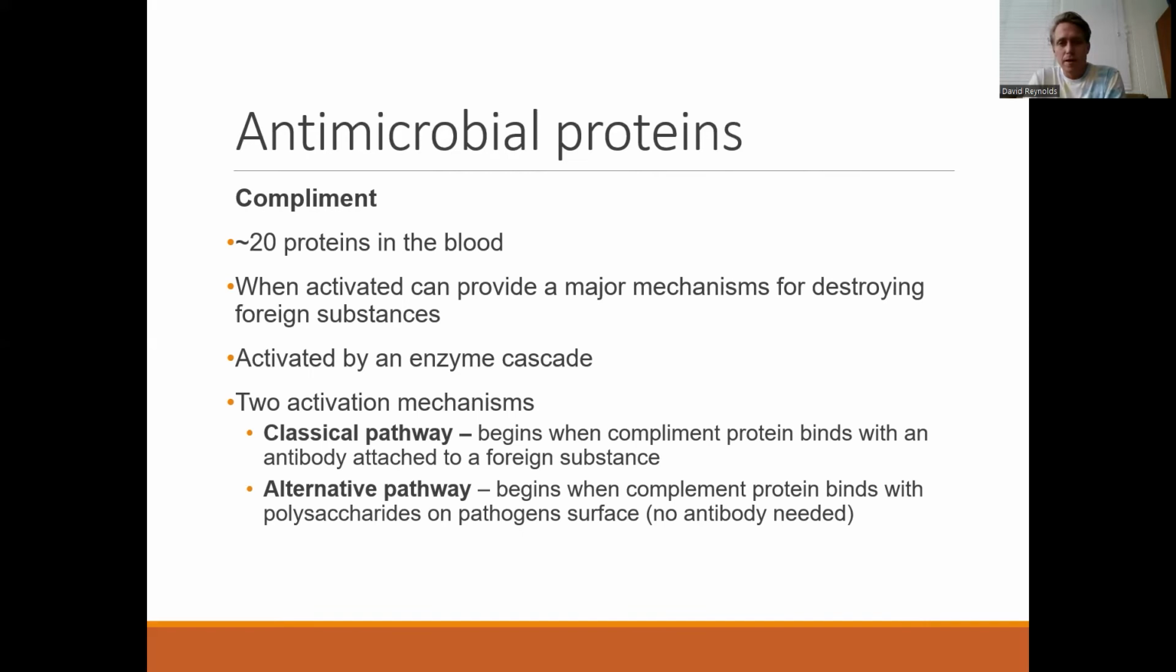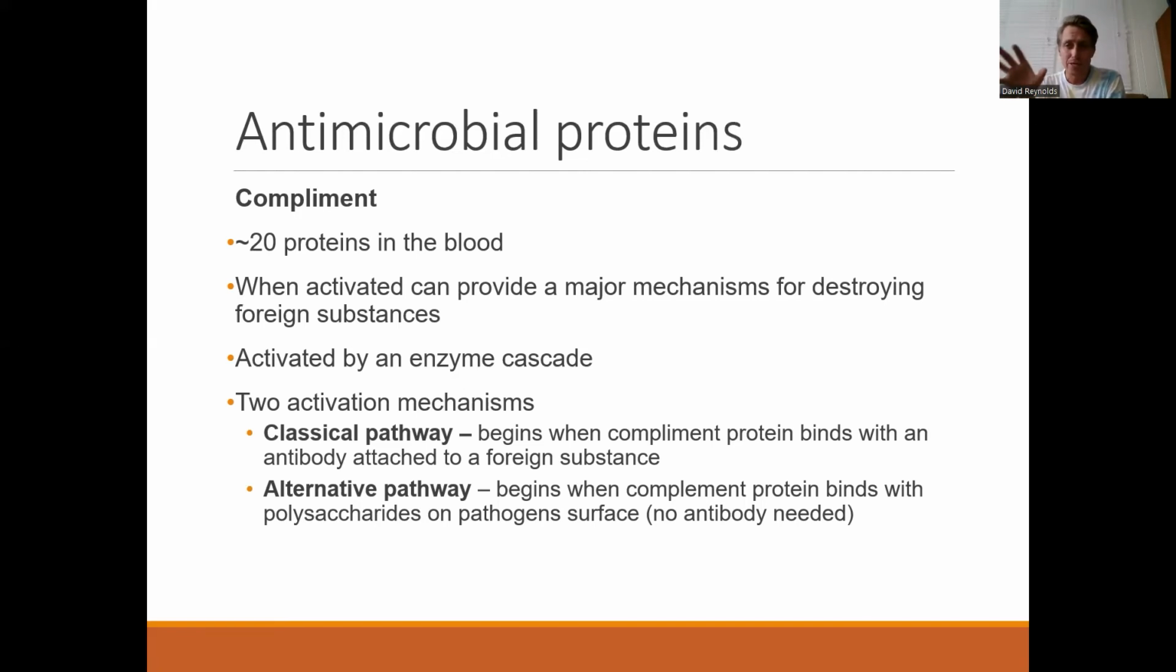They are activated through an enzyme cascade, and we've talked about enzyme cascades before. There are a bunch of different complement proteins lined up in a cascade that eventually stimulates a final enzyme that is going to do something as far as innate immunity goes. The way the cascade is stimulated is through two processes. We call these the classical pathway and the alternative pathway.